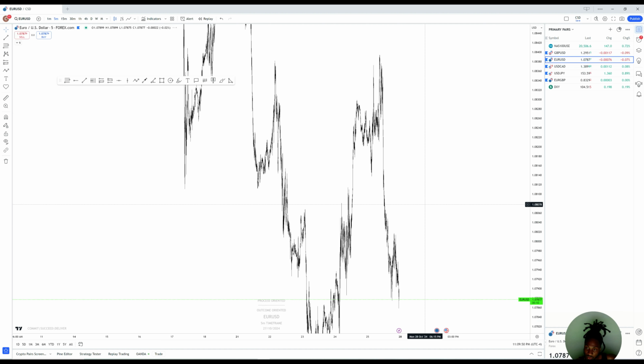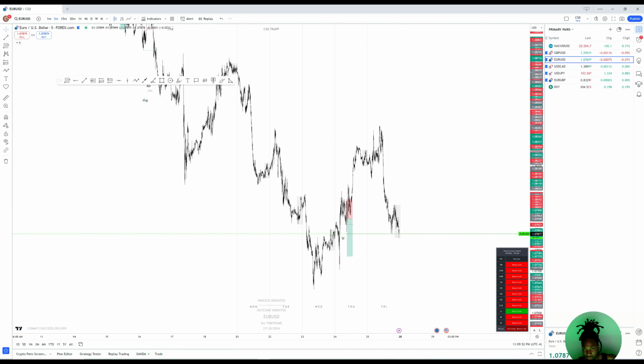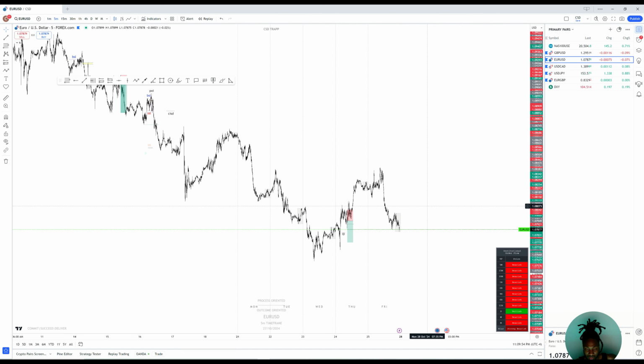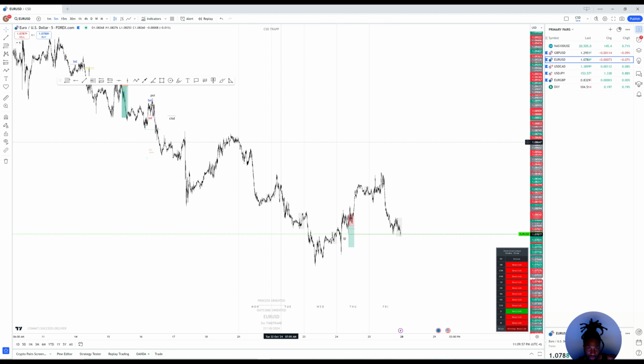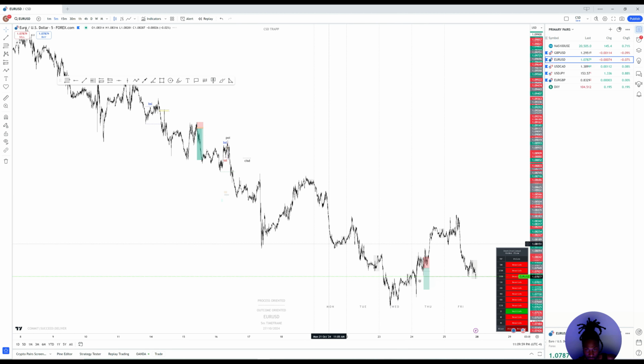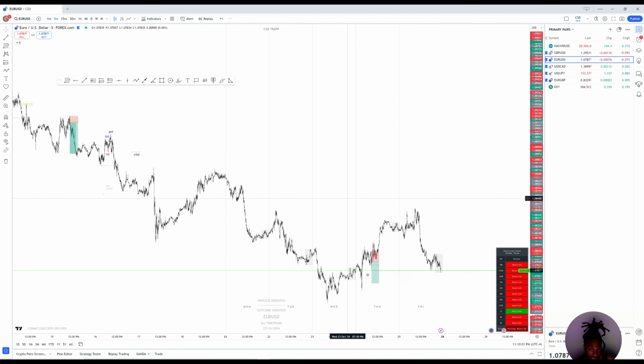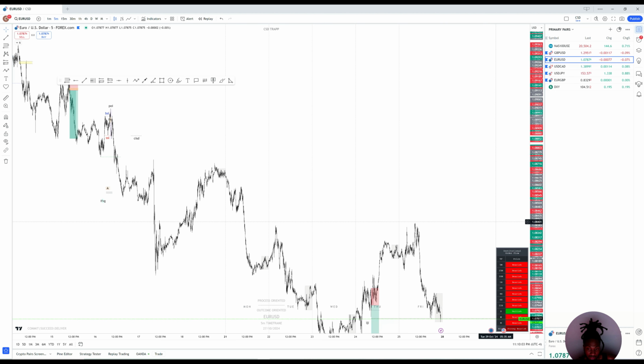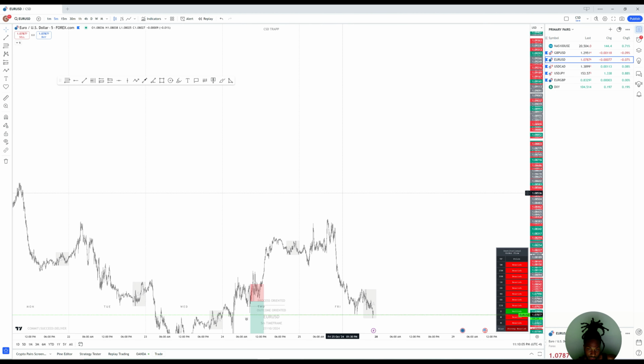Euro USD, one of my favorite pairs. This is one of my money makers. Same case, very bearish on Euro USD. As you can see, this is all bearish activity. I'm not buying against this bear market.